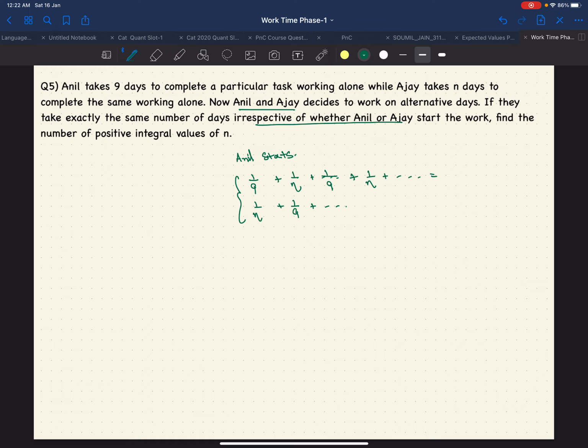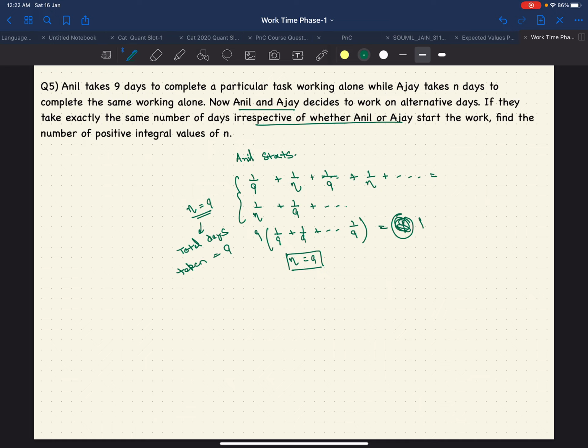One solution is very clear from here: for n equal to 9, the total days taken would be 9, because both of them are doing 1/9 work per day, and therefore irrespective of who starts, the total number of days taken would be 9 to complete the work. So n equal to 9 is one of the integral solutions, which we got directly from here.